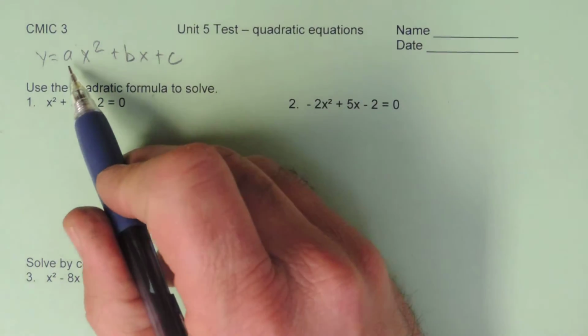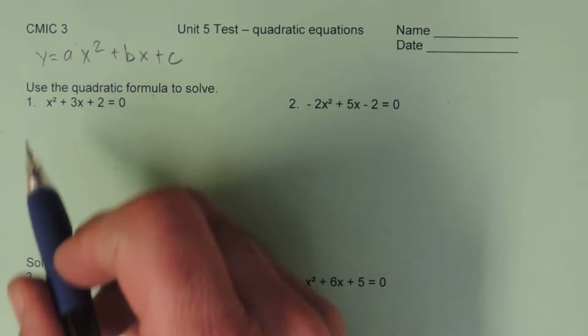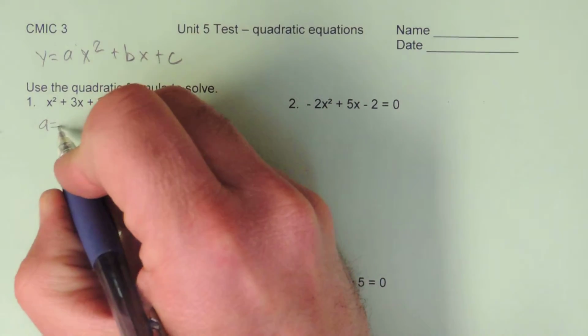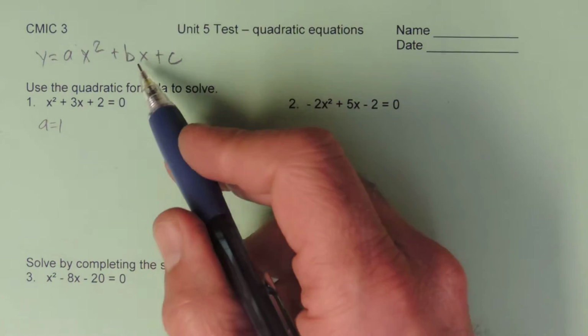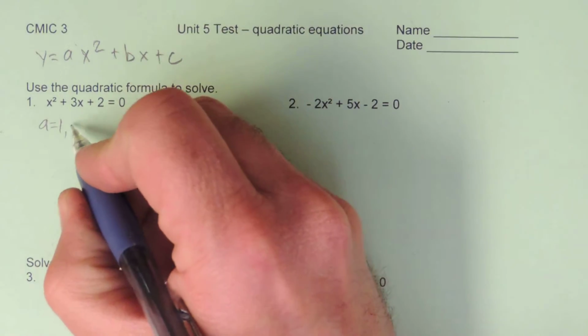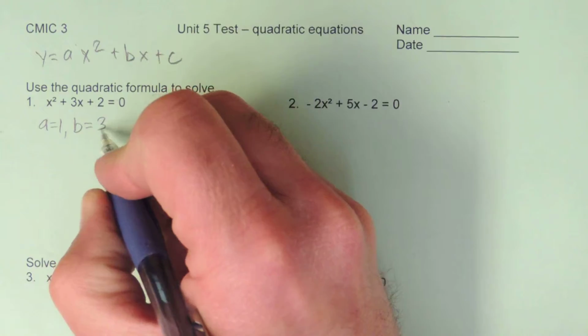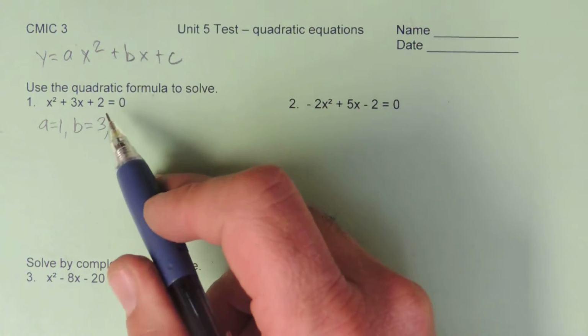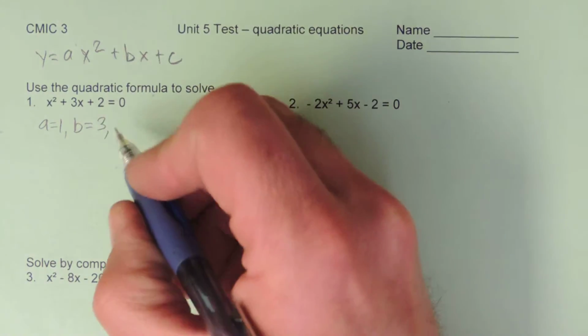A is the number that's multiplied by x squared. In this case, the only thing multiplied by x squared is 1. B is the number multiplied by x. In this case, B is 3. C is the number that's not multiplied by any x. So in this case, C is 2.